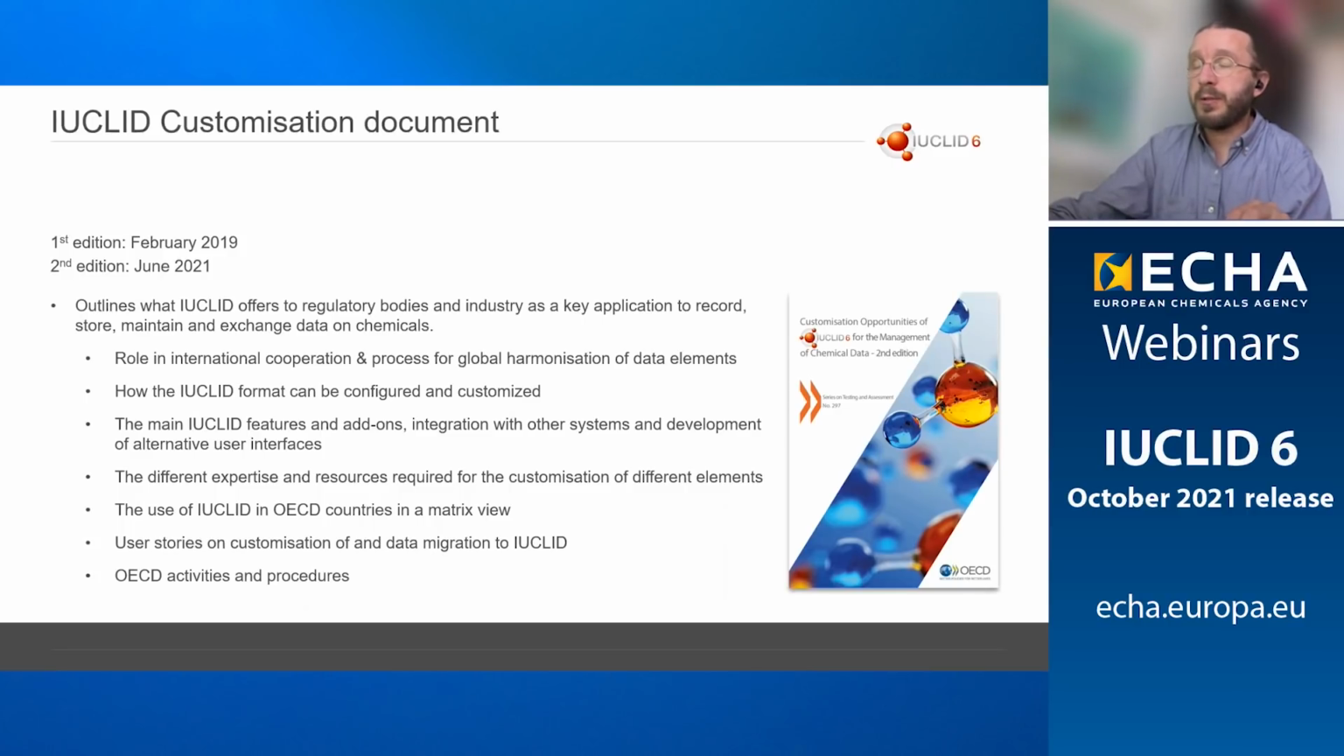I mentioned already the Euclid customization document report published by the OECD, but I wanted to highlight the fact that the second edition of this report has been published in June this year. This is a great source of information in case you want to understand a bit more how Euclid works and how Euclid can be customized in order to support the data collection and data processing in relation to the regulatory framework around chemicals.